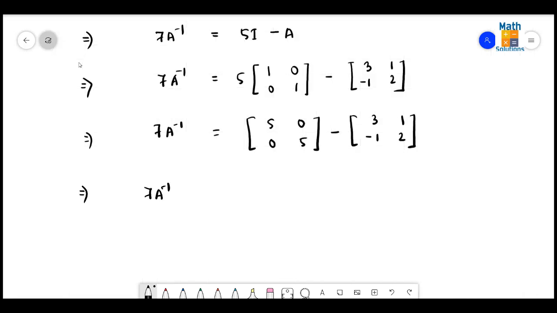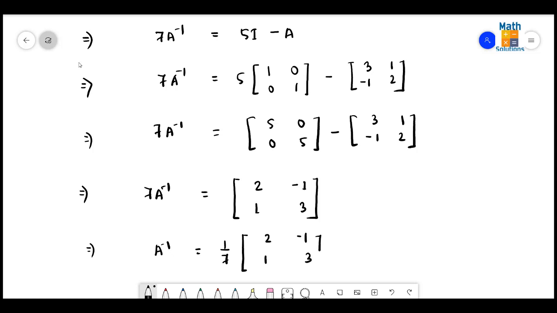7 A inverse is equal to, the result comes as 5 minus 3, it is 2, 0 minus 1, it is minus 1, then it is 1, because 0 minus minus 1 is ultimately positive 1. Then 5 minus 2, this comes as 3. And then I have to make this term A inverse independent of 7, and I can write like this: 1 by 7 into 2 minus 1, 1, 3.